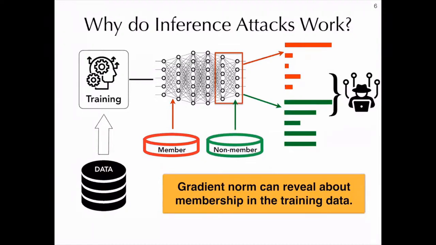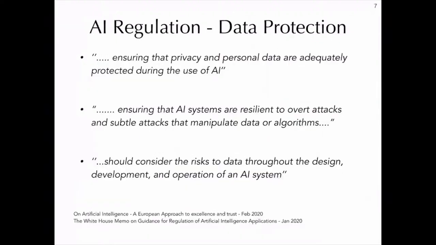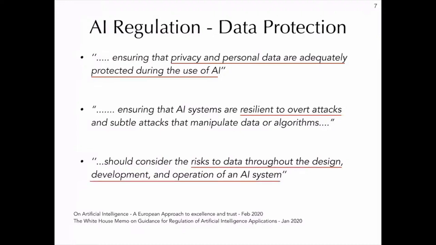This brings new challenges for data protection laws when designing AI regulatory frameworks. In fact, the European Commission, which is the executive branch of the EU, calls for adequate protection of privacy and personal data in using AI and for building systems that are resistant to attacks. Similarly, the White House memo on regulating AI applications emphasizes data protection throughout the operation of an AI system, which includes the inference phase.